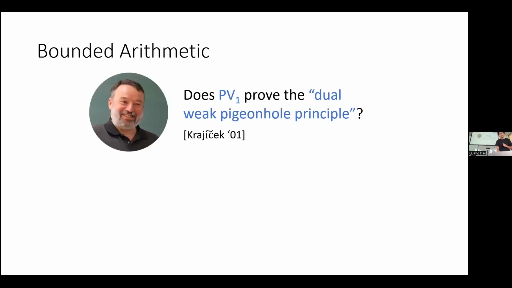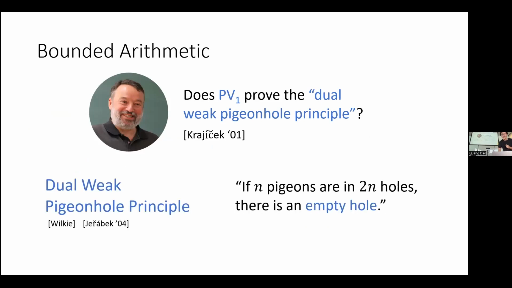There is an old question proposed by Krajicek, who is also a very famous mathematician and logician, asking whether PV1 can prove the dual weak pigeonhole principle. The dual weak pigeonhole principle is just what we have before: if n pigeons fly into 2n holes, there must exist an empty hole. Krajicek believes that this is false, that PV1 cannot prove it. But he said that he was not aware of any standard assumption that can imply this conjecture. And actually, after 20 years since he proposed this conjecture, we still haven't found any reasonable standard assumption that implies this.